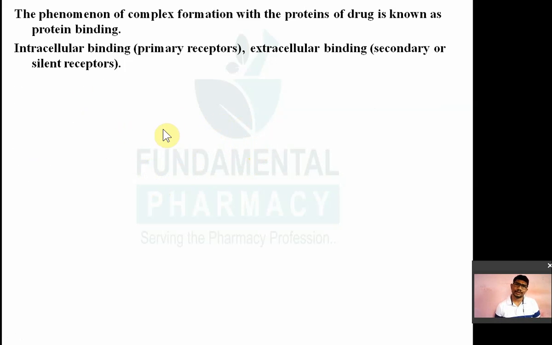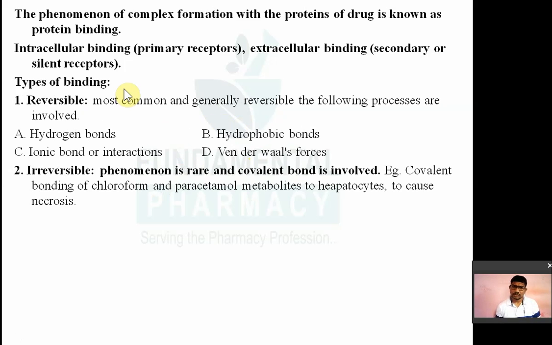As you know, these kinds of bonds, like hydrogen bonds and hydrophobic bonds, are nothing but very weak bonds. They are very weak types of bonds, and that's why this complex formation or protein binding is reversible, because these bonds are weak and can be easily separated. That's why reversible protein binding of drug can be separated from protein easily, because the bond formation between the protein and your drug is nothing but very weak hydrogen bonds, hydrophobic bonds, ionic bonds or interaction, and van der Waals forces.